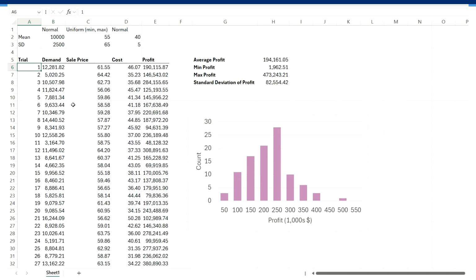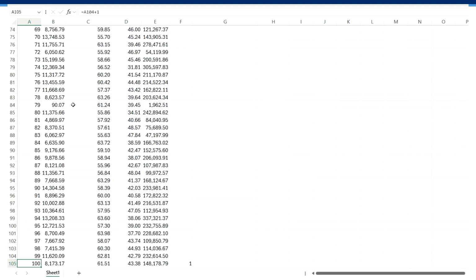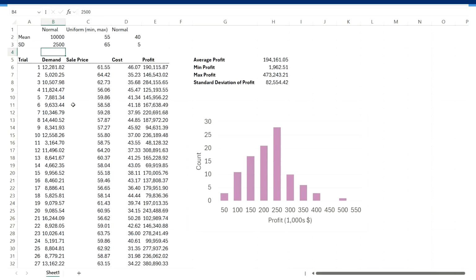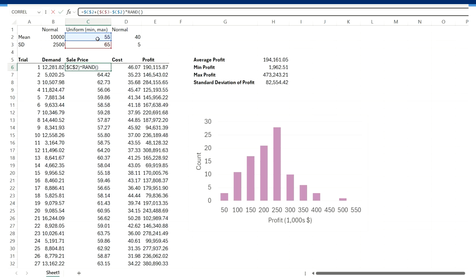Each row in this table represents a product launch. So basically I'm simulating 100 product launches, since there are 100 rows here. So I'm doing this 100 times. The sales price is not normally distributed, it's got a uniform distribution. That means that every value from the minimum to the maximum has equal probability. So if you look at the equation I set up here, the smallest value is the minimum, so C2 is 55, plus the difference between the max and the minimum, so 65 minus 55, 10, times the random value. So let's say my random value was 0, then I would get my minimum value, 55.